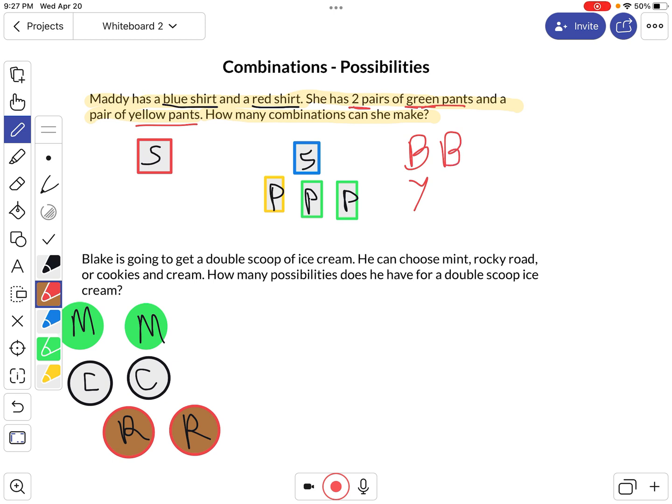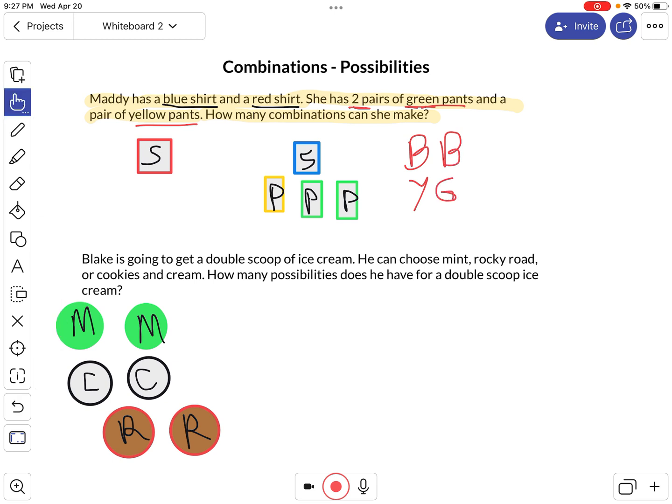I would write that like this: blue shirt, green pants. And then I can put the blue shirt with the other green pair of pants. And it would be the blue shirt with the other green pair of pants. I've done all the things I can do with the blue shirt. So the blue shirt is out of there. Then I'm going to write yellow, green, green again for the pairs of pants. And I'm going to bring the red shirt in.